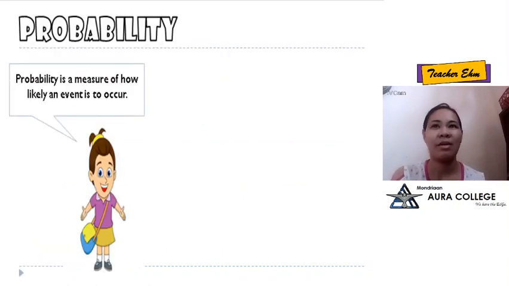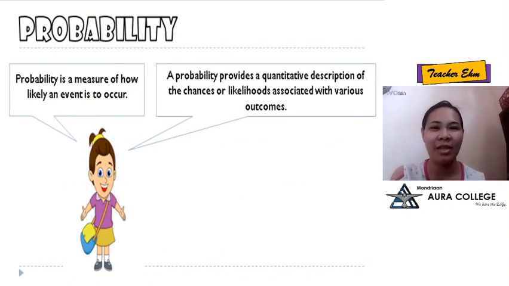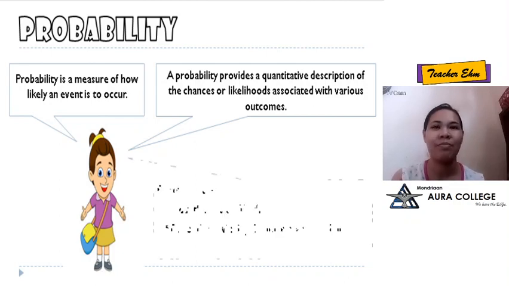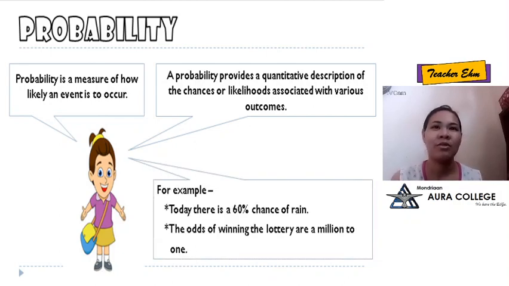Probability is a measure of how likely an event is to occur. It provides a quantitative description of the chances or likelihoods associated with various outcomes. So dito kino-compute natin kung gaano kataas o gaano kababa ang posibilidad na mangyari ang isang bagay. For example, today there is a 60% chance of rain. Another, the odds of winning the lottery are 1,000,000 to 1.